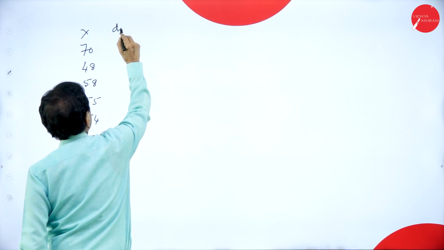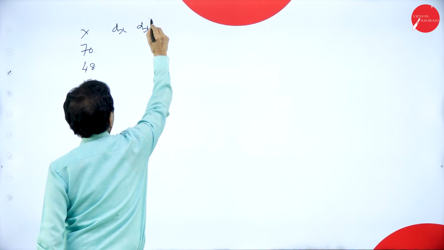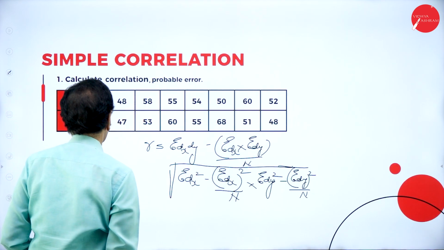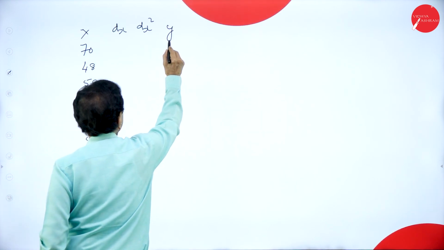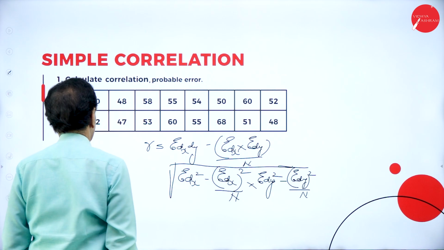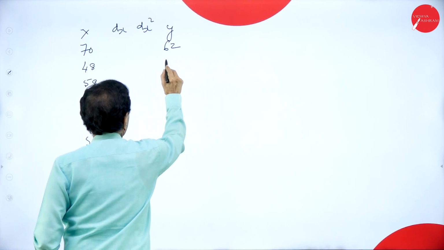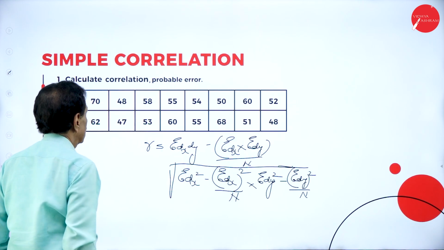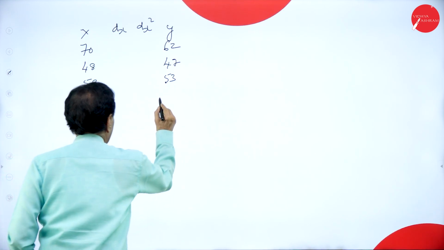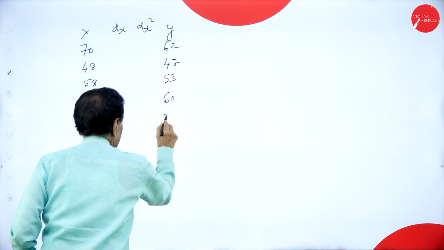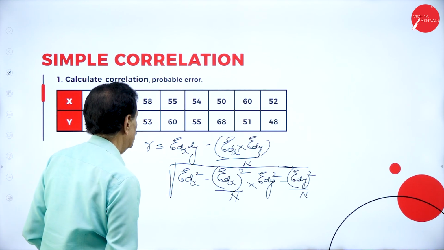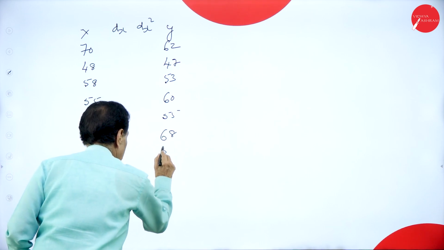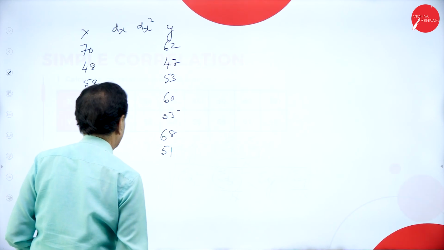Then dx square, then y: 62, 47, 53, 60, 55, 68, 51, last number 48.